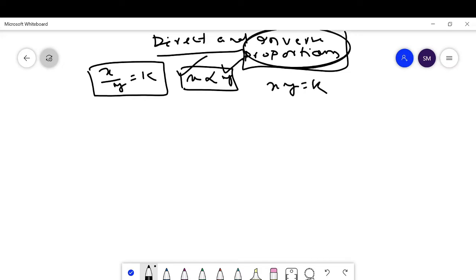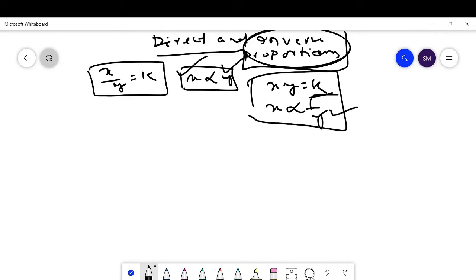xy is equal to k, a constant. Here x is inversely proportional to y. When x increases, y decreases. When y increases, x decreases. This is called inverse proportion. And in case of direct proportion, when x increases, then y increases.